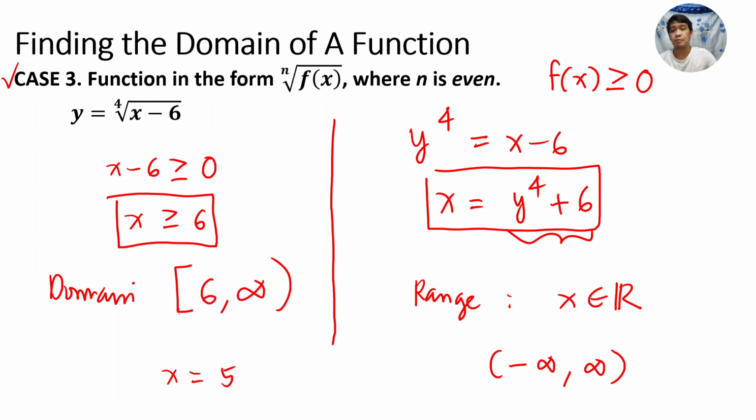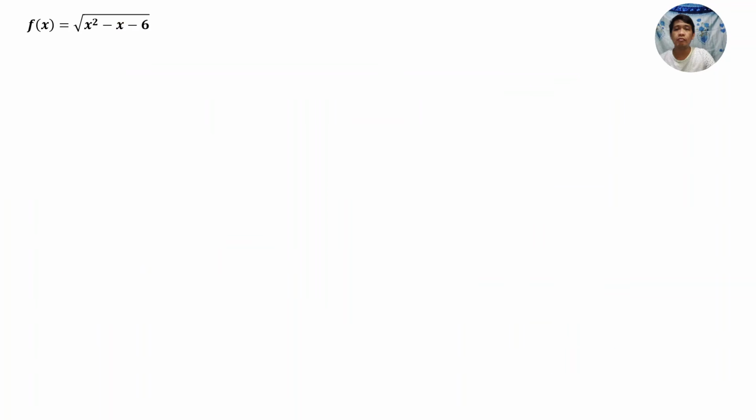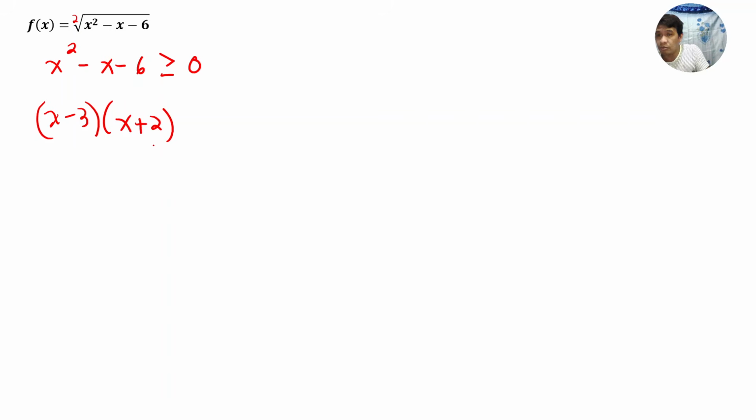So let's proceed to another example. So I have here f of x is equal to square root of x squared minus x minus 6. So since that ang square root ay merong 2 doon, which is an even number, so this will fall under case 3 ulit. So x squared minus x minus 6. Sabi natin kanina, your radicand must be kept greater than equal to 0. So factoring this out, para makuha ang critical value, x minus 3, x plus 2 must be greater than equal to 0.